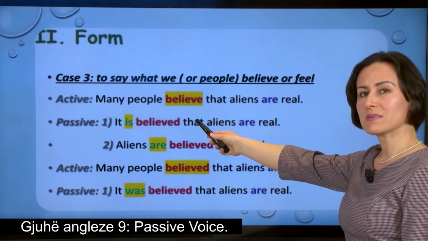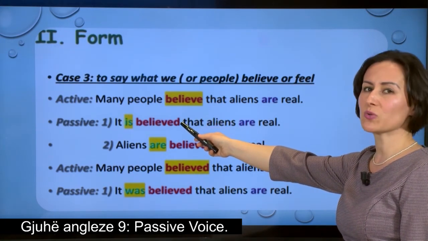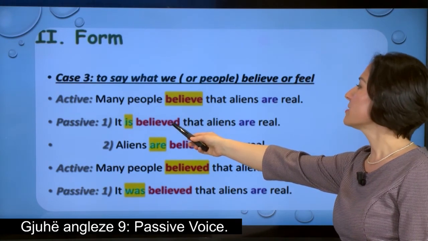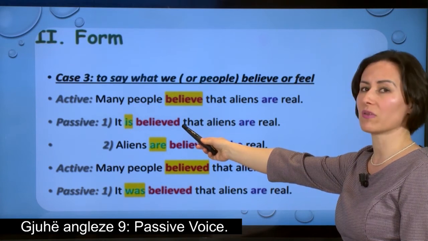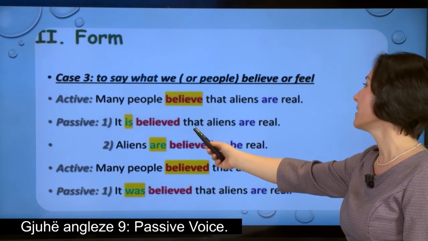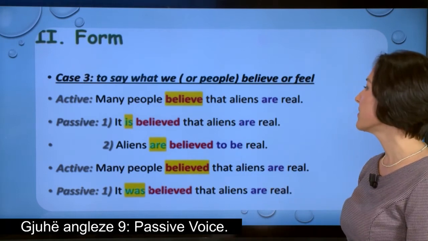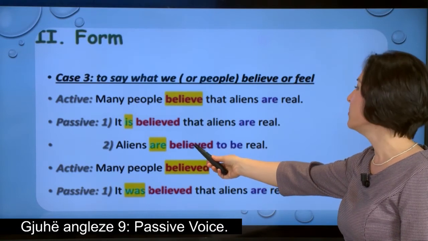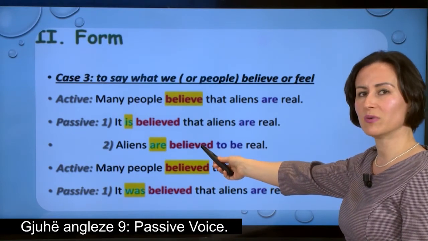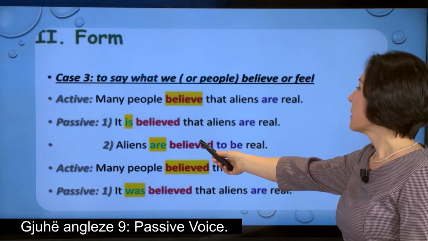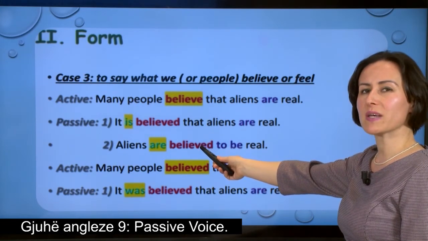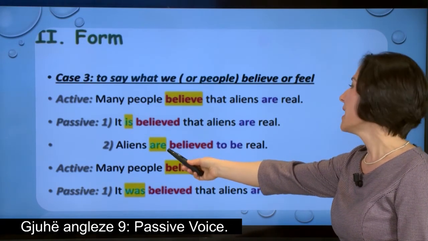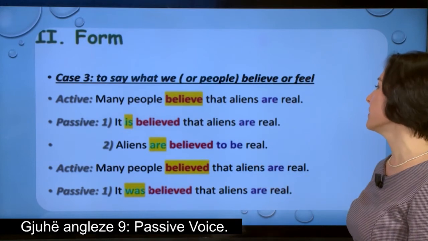In this case, the verb corresponds to the subject, which is in the third person singular. As you can see, it is believed the fact that aliens are real. Whereas in the second example, you can notice that the verb believe, used in the passive voice, is in accordance with the new subject, which is in the plural. Aliens. Aliens are believed to be real.